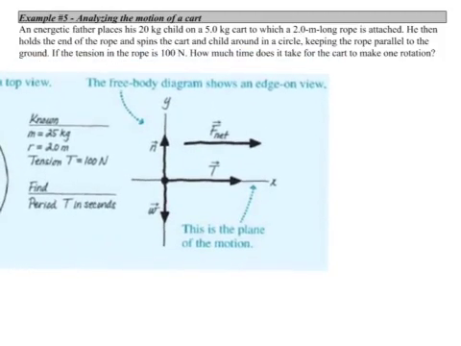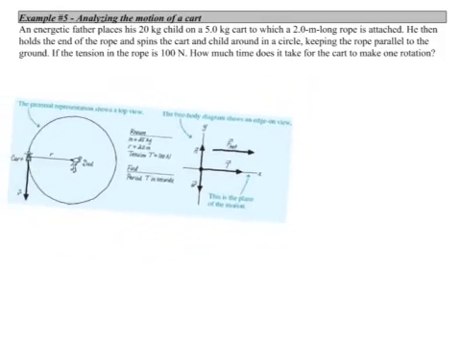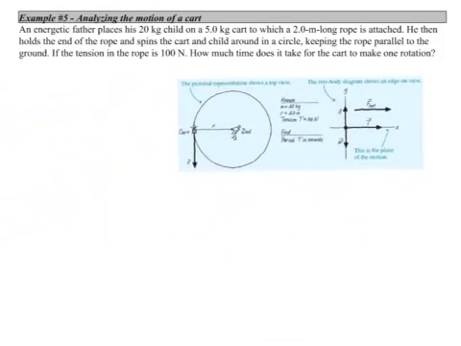So on a free body diagram, which shows an edge-on view, we place the x-axis in the plane of motion. So this is the cart we're looking at. We've got the weight of the cart, the normal force, and then here's the tension along the direction of the net force. So there's no net force in the y direction. It's perpendicular to the circle.